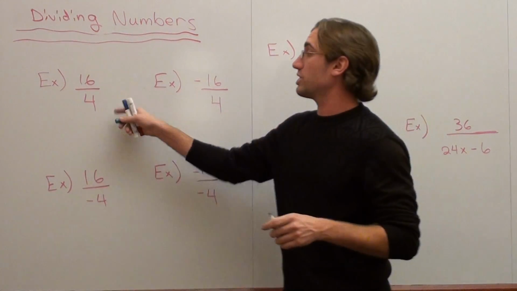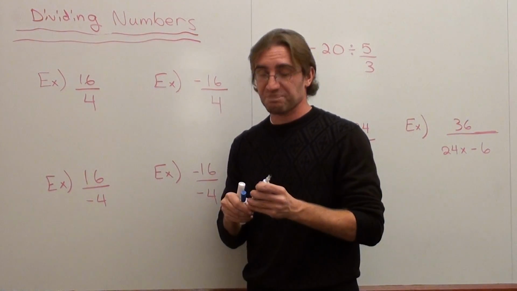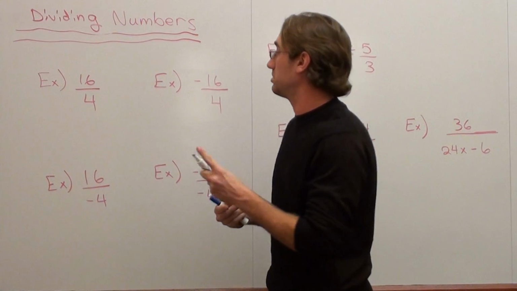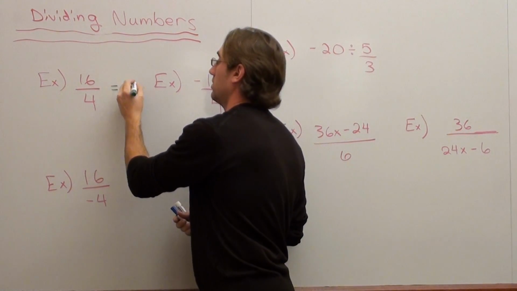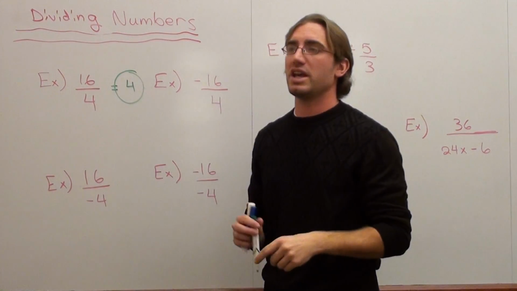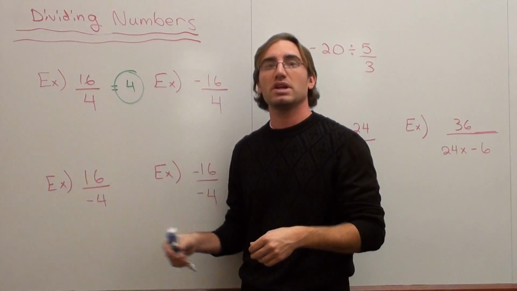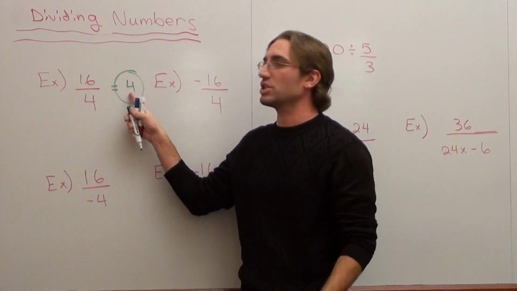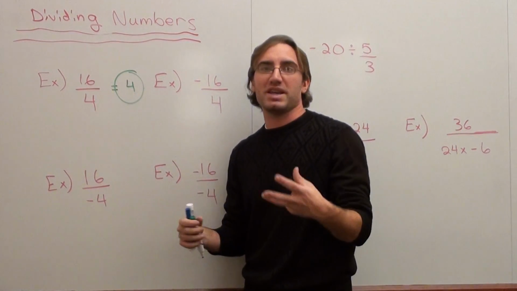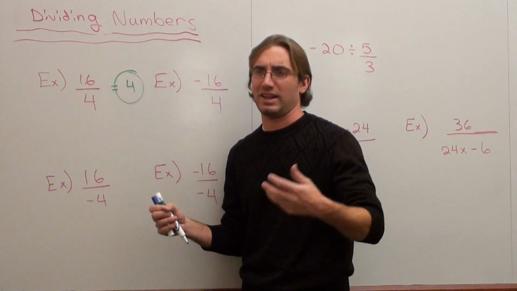Now, I'm looking at the first example, 16 divided by 4. It's just 4. That's the answer. No problems. You take 16 loaves of bread and you divide it by 4 people. How much does each person get? Each person gets 4 loaves of bread. That's basically the application of dividing that a lot of people don't realize.